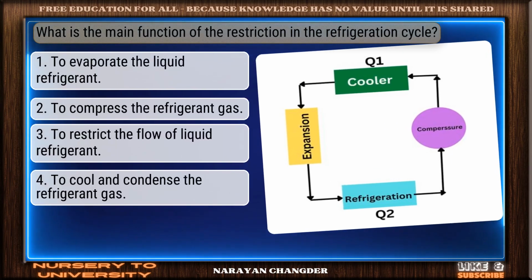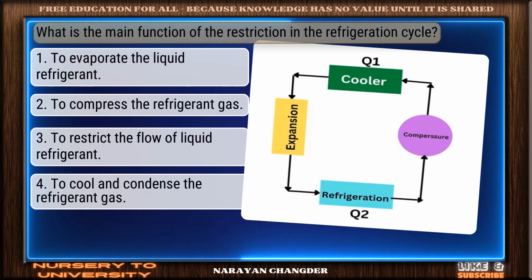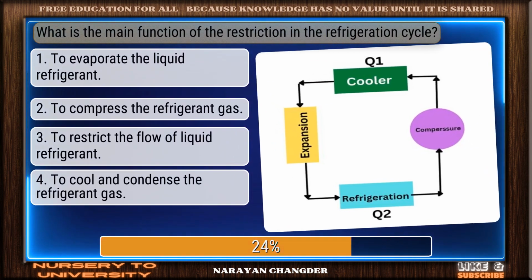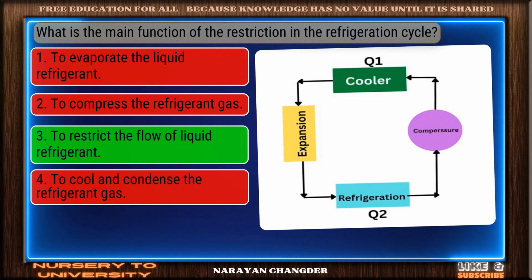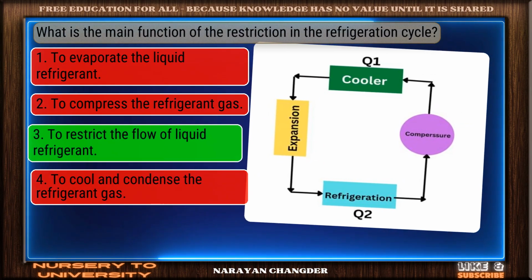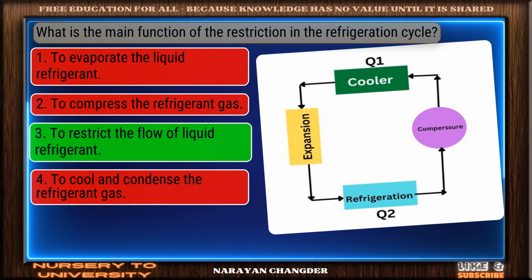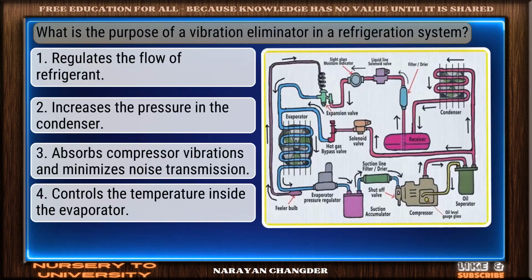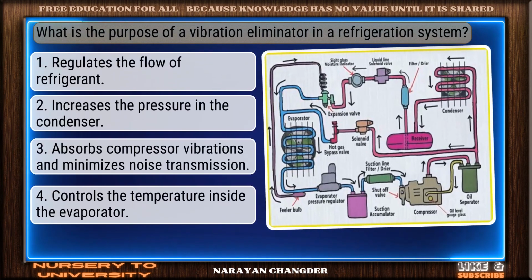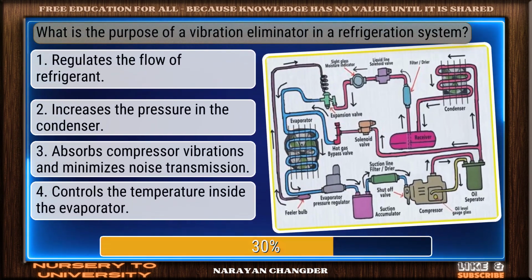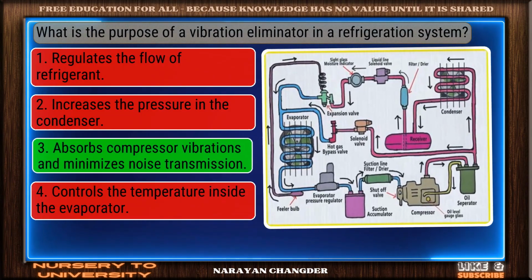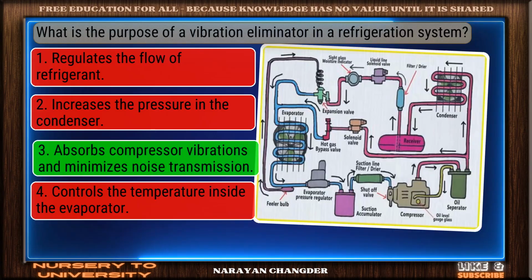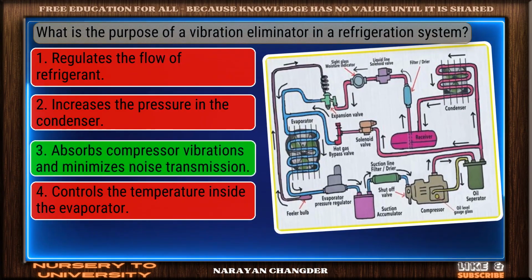What is the main function of the restriction in the refrigeration cycle? Nice selection. To restrict the flow of liquid refrigerant is the correct and valid answer. What is the purpose of a vibration eliminator in a refrigeration system? Valid point. Absorbs compressor vibrations and minimizes noise transmission is true.